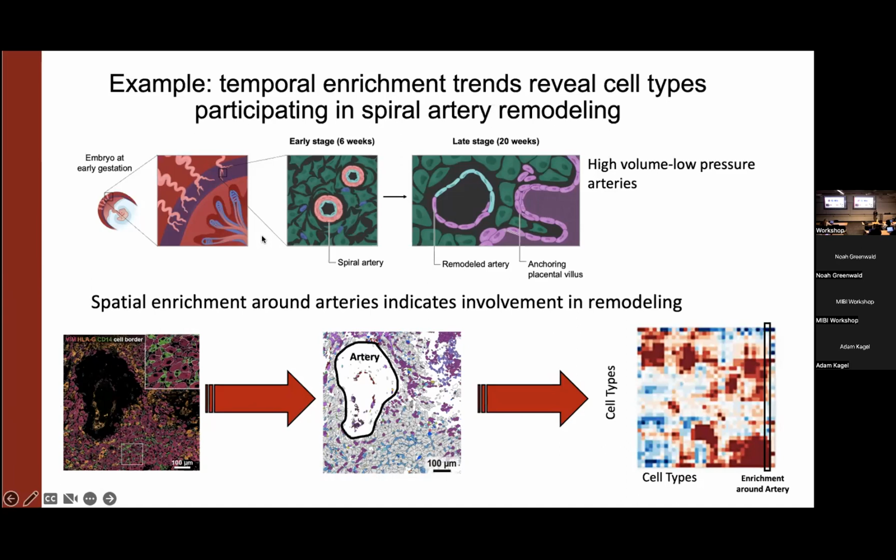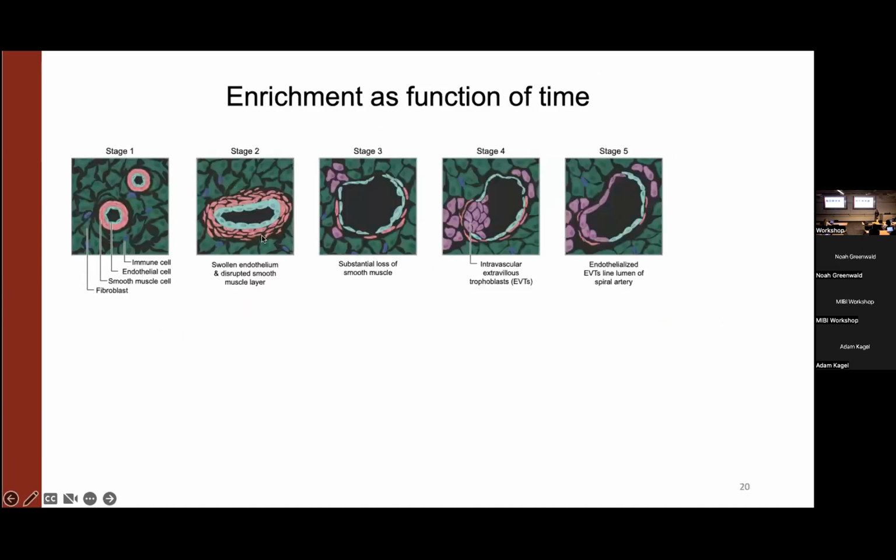but why keep things simple when we can make them more complicated and add spatial dynamics into the mix. The remodeling of spiral arteries follows this typical route of progression. We start with these unremodeled small arteries with a thick layer of smooth muscle. Then the smooth muscle starts to get disrupted and the endothelium swells. After that, we see fetal cells appearing on the scene.